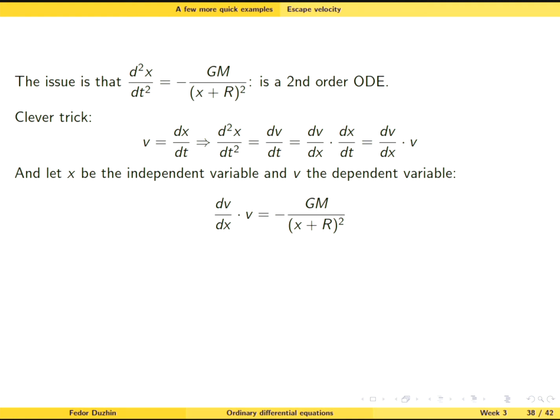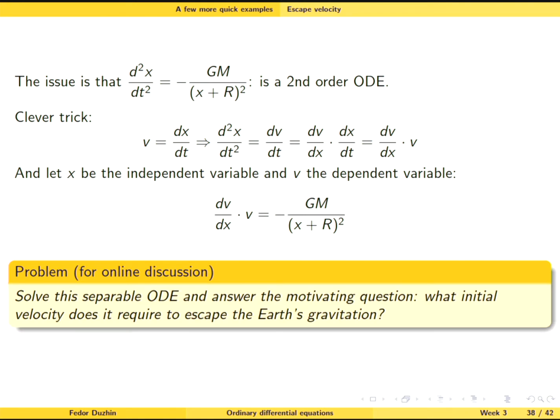If you look at it carefully, you will notice that this is a separable differential equation, and I challenge you to solve it and to answer this question: what initial velocity does it require to escape the Earth's gravitation? Of course, you can check if your calculations are correct by just googling escape velocity.